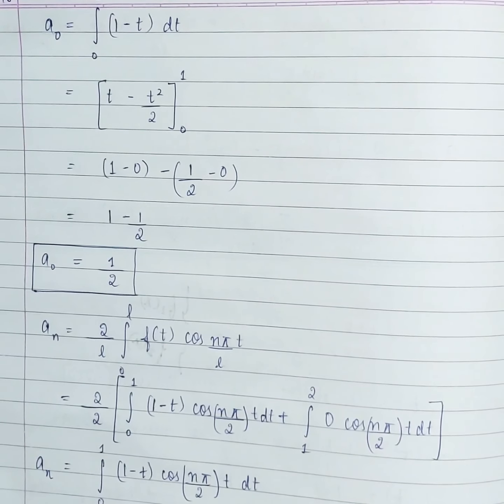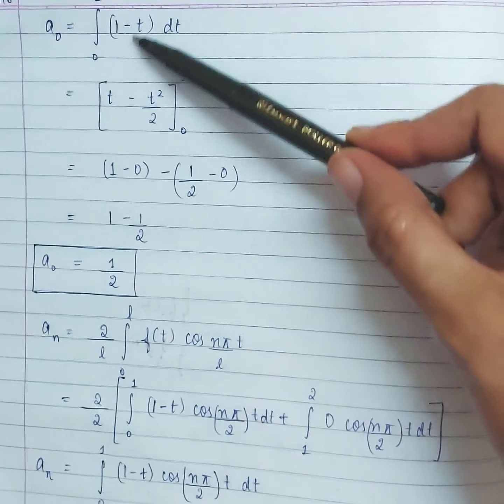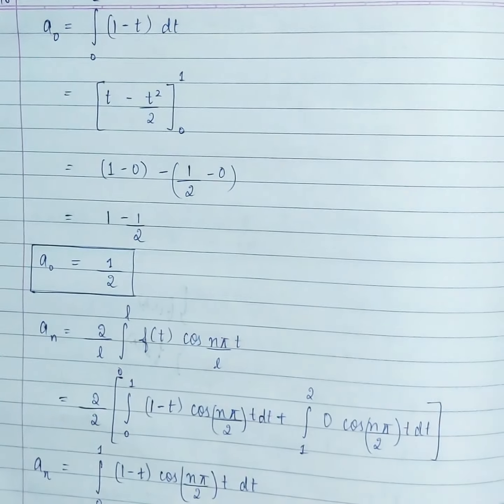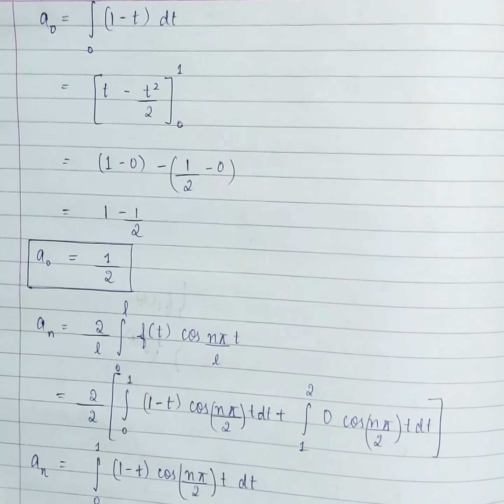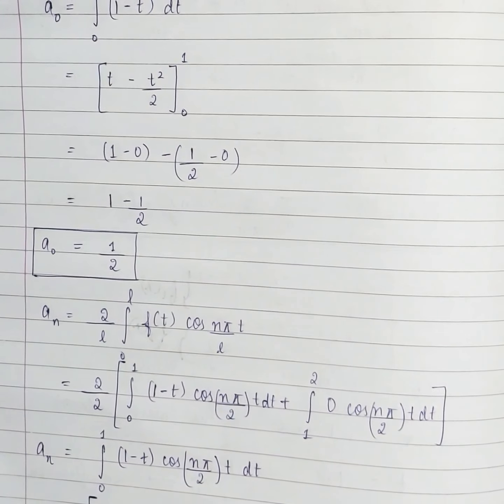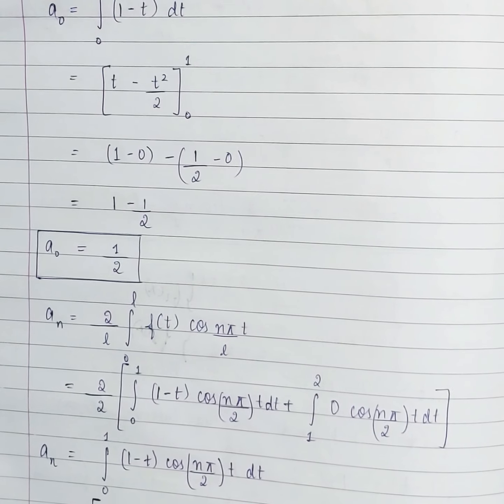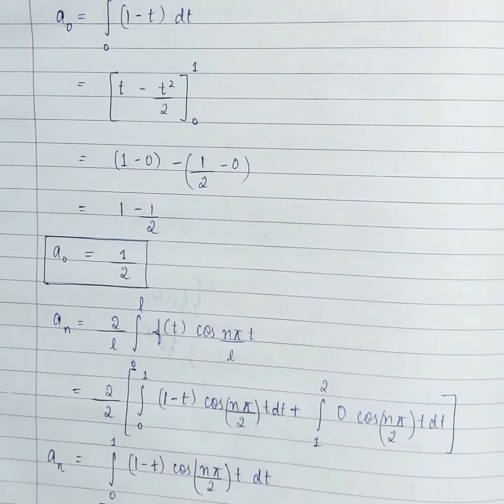This is a simple one, that is 0 to 1 only, 1 minus t. The integration of 1 is t, the integration of t is t square by 2, and we have to apply the limit 0 to 1. So after applying the limit we get a0 as 1 by 2.